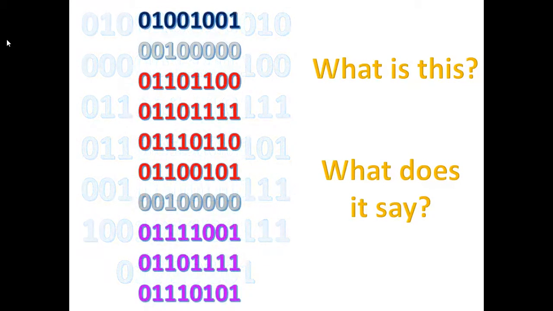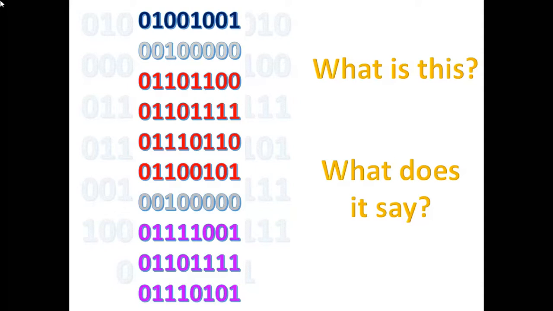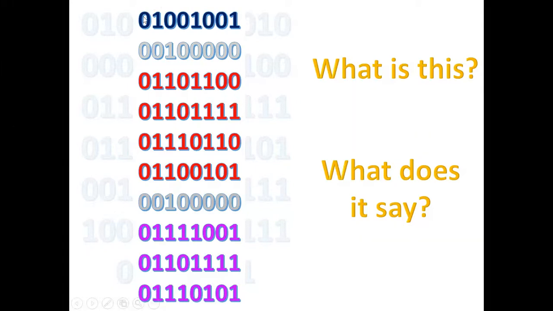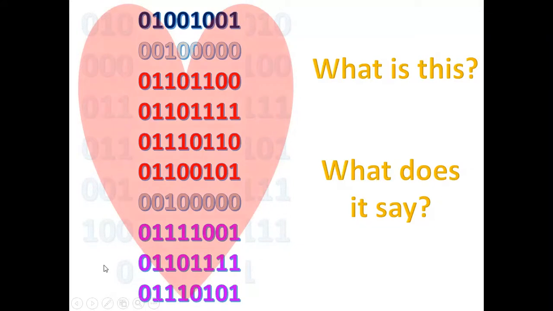Let me organize it into more readable lines. So each of these is now organized into a byte of information. This top black one is a one-letter word. This second one, the gray one, is a space. Then we have a four-letter word. Letter, letter, letter, letter. We have another space. And we have a three-letter word. I have another hint coming up in the background. Do you have a guess as to what this says?